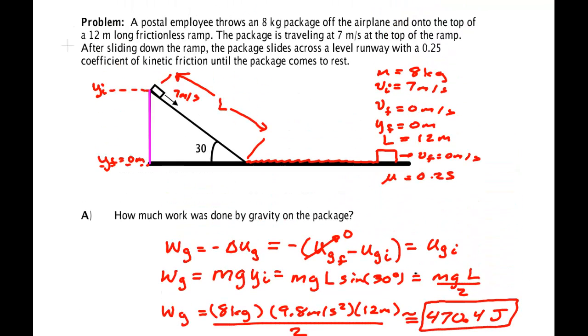How much work was done by friction on the package? Now here's an interesting thing. Most people think that they need to do some sort of force dotted into displacement. But the problem they have here is that you were not told how far the block would go. So you don't know the displacement of the force. So you cannot attack it from that approach. Here's an example of where the work energy theorem comes into play. So kind of a tricky part of the problem.